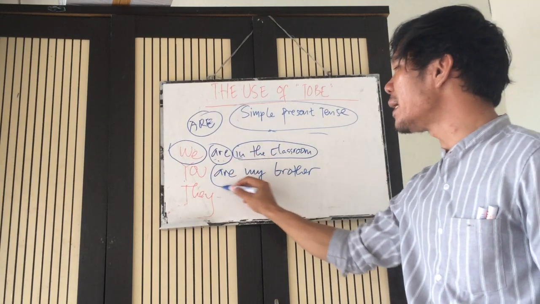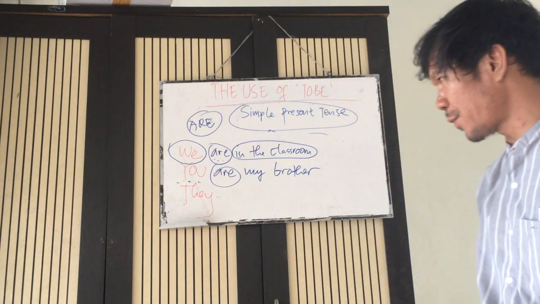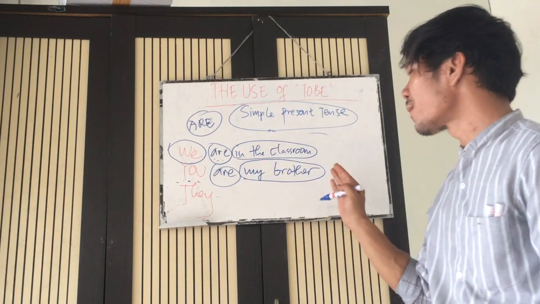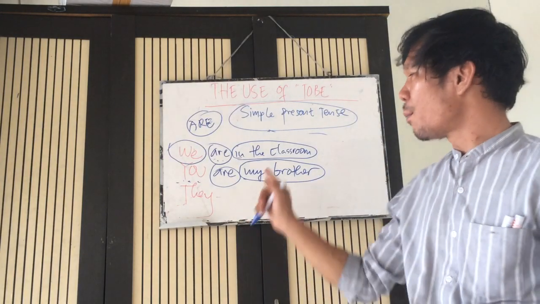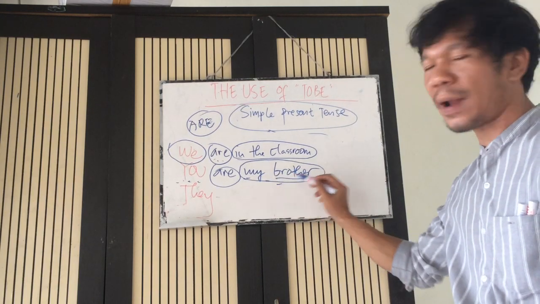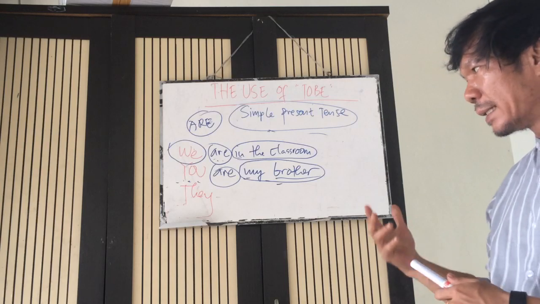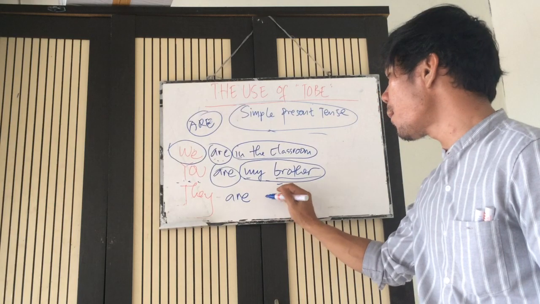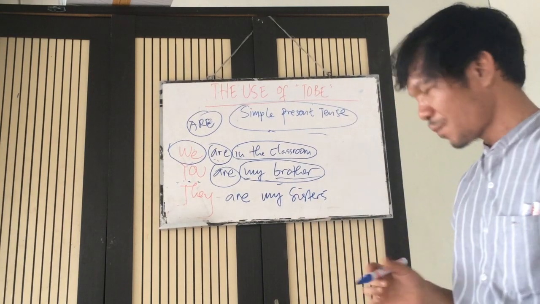We use to be are here because the subject is you. And after are, we find a noun phrase: my brother. My brother is not a verb. This is a noun, brother, a noun phrase. Okay, the third example is for the subject of they. They are my sisters, right?